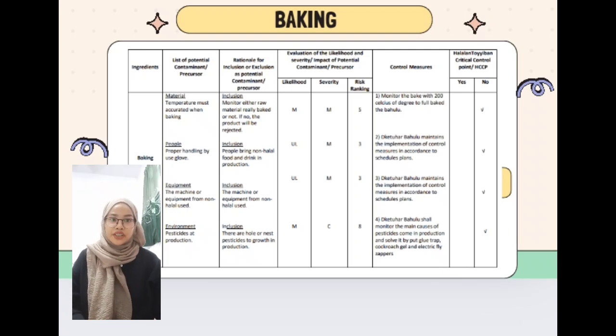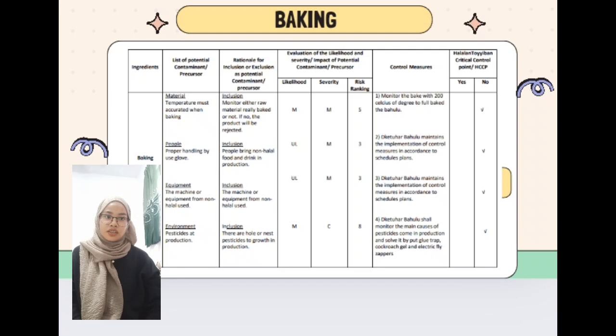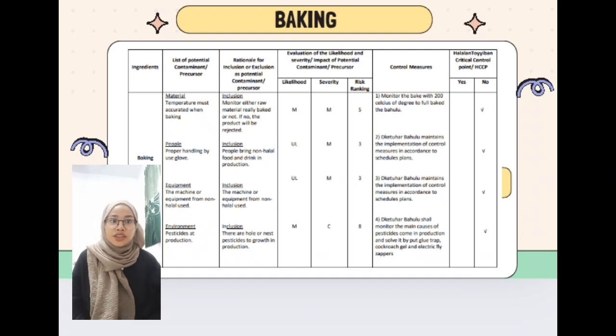Okay, for baking, material: temperature must be accurate when baking. Inclusion: monitor whether the raw material is really baked or not. If not, the product will be rejected. Likelihood moderate, severity moderate, risk ranking 5. Countermeasure: monitor the baking at 200 Celsius to fully bake the bahulu within 10 until 15 minutes.